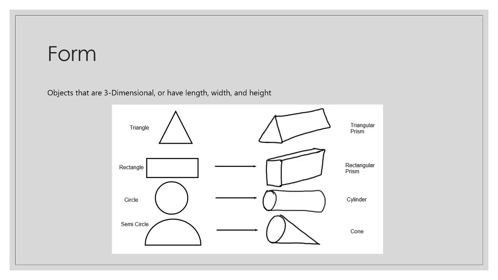Form refers to objects that are three-dimensional or have length, width, and height. So form is 3D, shape is 2D. Our shape of a triangle is called a triangular prism when it's a form. The rectangle shape is a rectangular prism when it's a form. A circle can become a sphere or a cylinder. And a semicircle could become a cone. Sometimes the circles kind of become cones too.